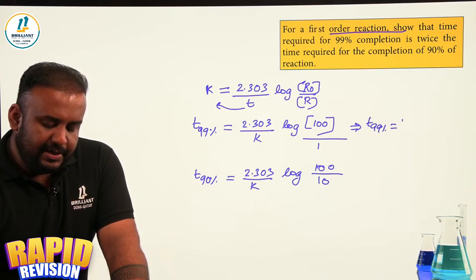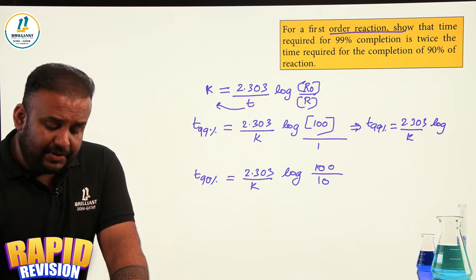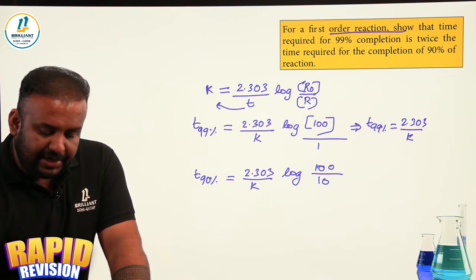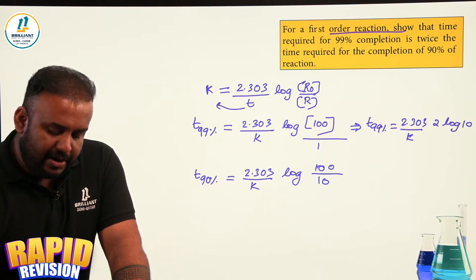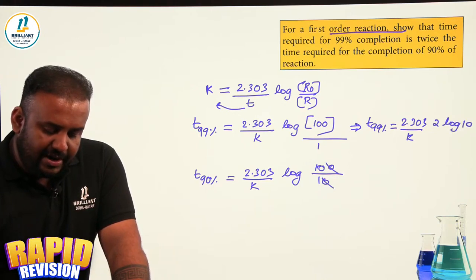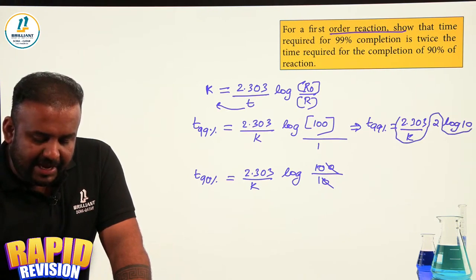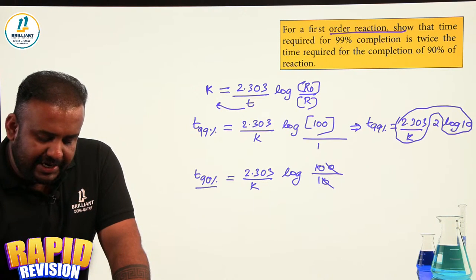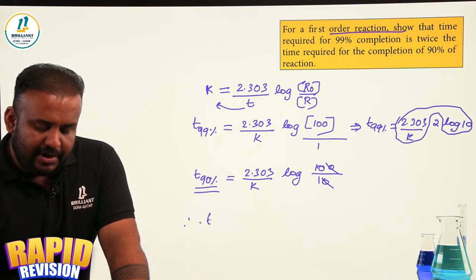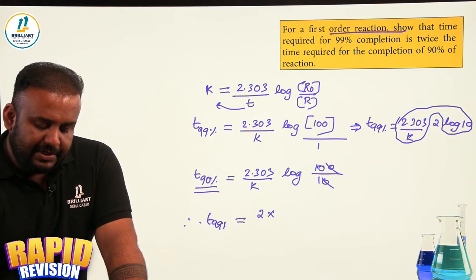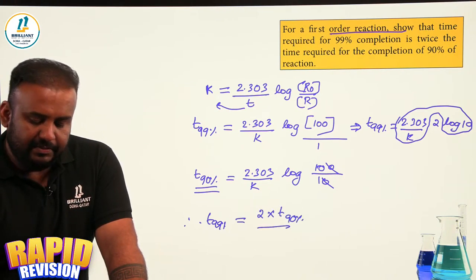So T99 is 2.303 by K log of 100. Log of 100 is log of 10 square. So that will be 2 log 10. Correct? So I can write 2 log 10. Now this is log 10, right? See, very clear. What is 2.303 by K into log 10? It is T90. Therefore, T99% is equal to 2 times T90.